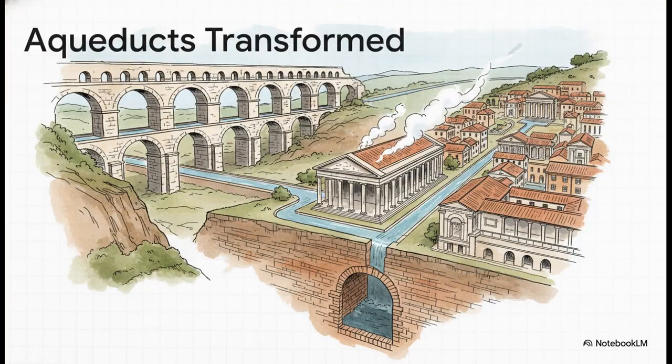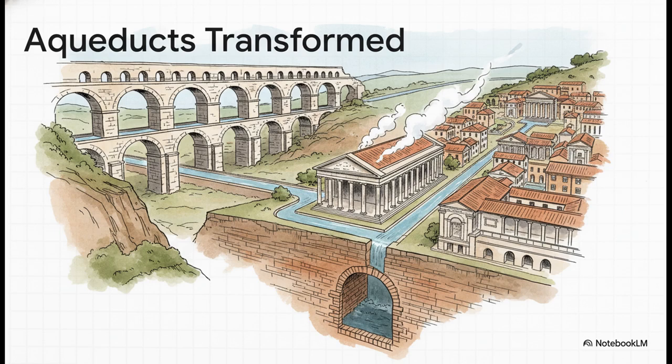And let me tell you, these aqueducts completely transformed daily life in Rome. They relied entirely on gravity and these incredibly precise gradients to continuously flow water from distant mountain springs directly into the city center. We built massive, towering, arched bridges, like the Pont du Gard, just to carry water across deep valleys.